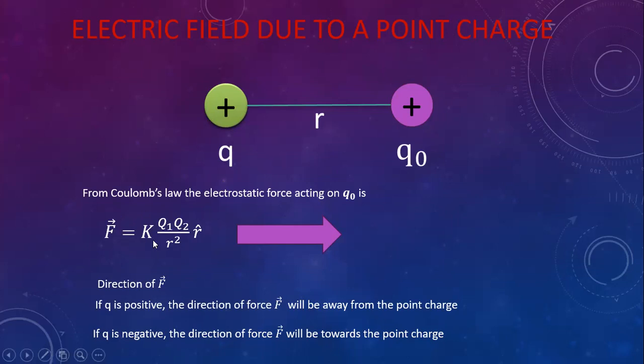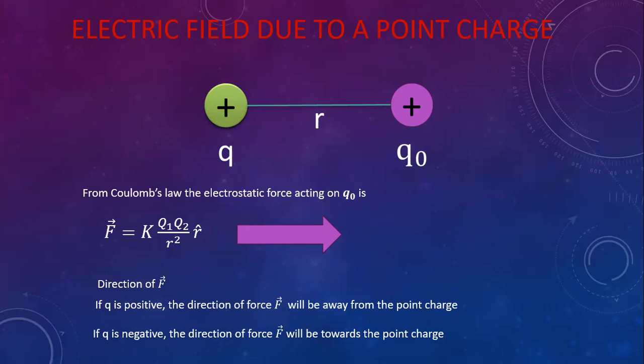In our previous lecture, we defined the electrostatic force by Coulomb's law that is equal to F is equal to K Q1 Q2 over R square. Here Q1 is the charge, here we assume it as Q and Q naught is equal to Q2. So this electrostatic force is the product of the magnitude of the charges and inversely proportional to the square of the distance between them, that is r. And this k is the constant of proportionality.